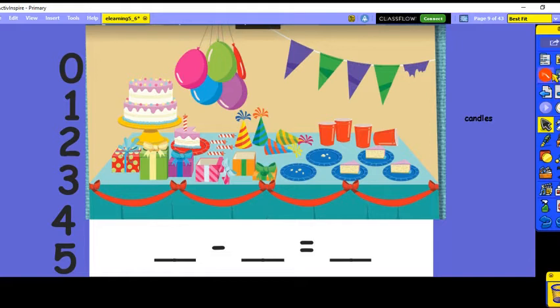All right, now let's count our total number of candles. 1, 2, 3, 4, 5. There's some on the table, some on the cake. So we started with 5. When we subtract, we start with our total, okay?